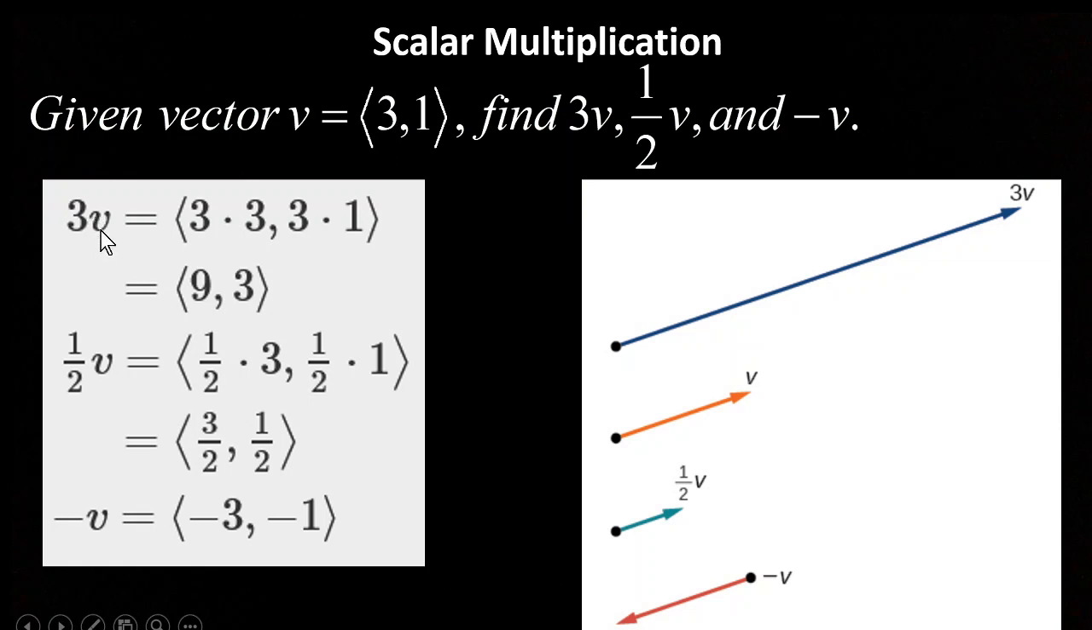So 3v would be 3 times 3 and 3 times 1. That's it. So that's 3v. You see it's 3 times bigger. And then 1/2 v would be 1/2 times 3, 1/2 times 1. And you see it is half as long as that one. And then -v, the magnitude doesn't change, but it changes direction. You see it was that way, now it's this way. So when you multiply a vector by a negative, it changes direction.